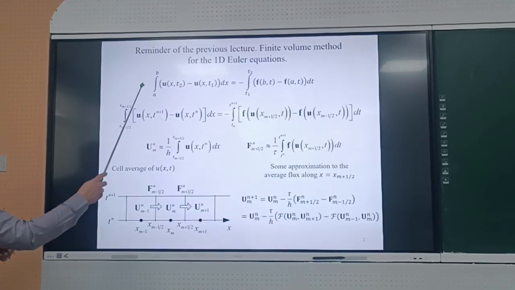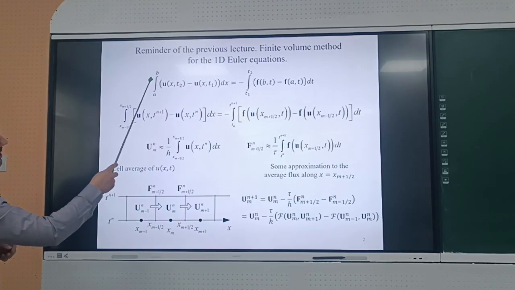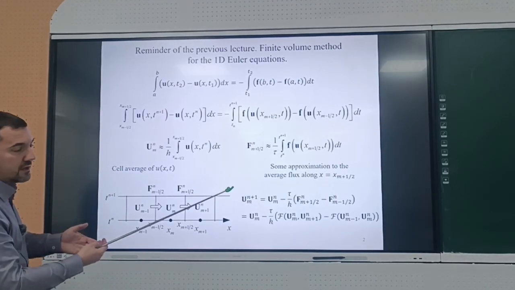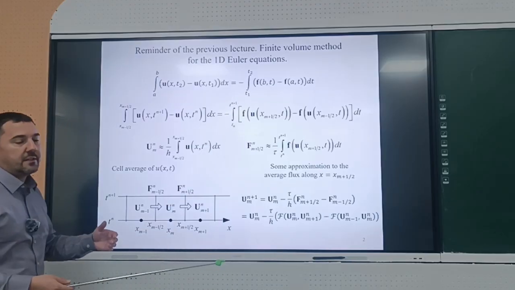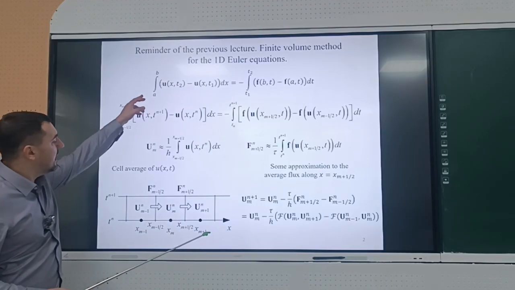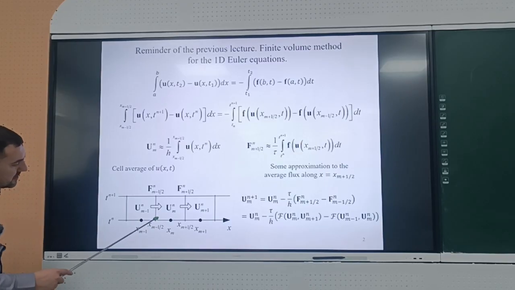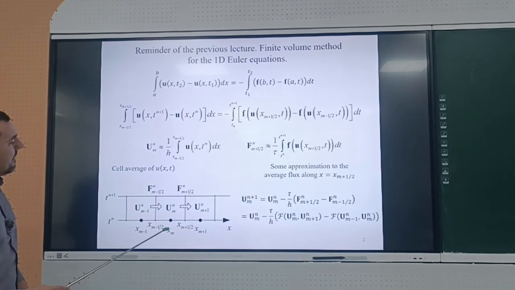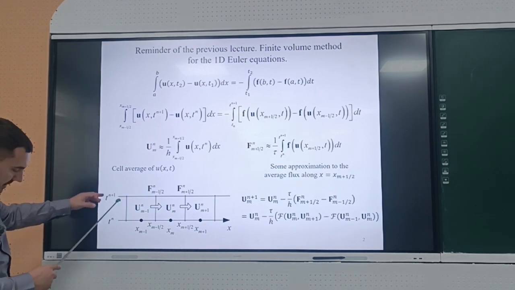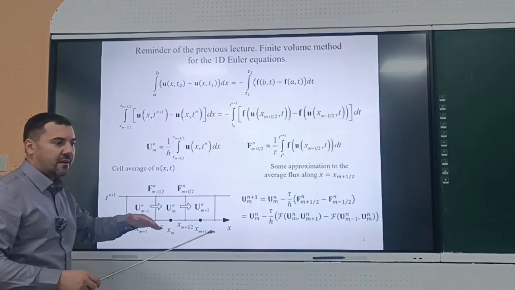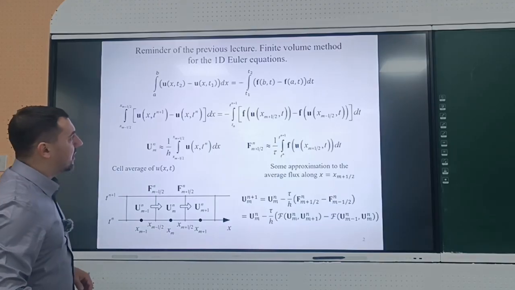Here A and B are just two arbitrary points on the axis, and T1 and T2 are just two arbitrary time instants. Let's choose A and B as the boundaries of our computational cell, x_{m-1/2} and x_{m+1/2}, and T1 and T2 as the time instants Tn and Tn+1. That is the current time layer and the next time layer.